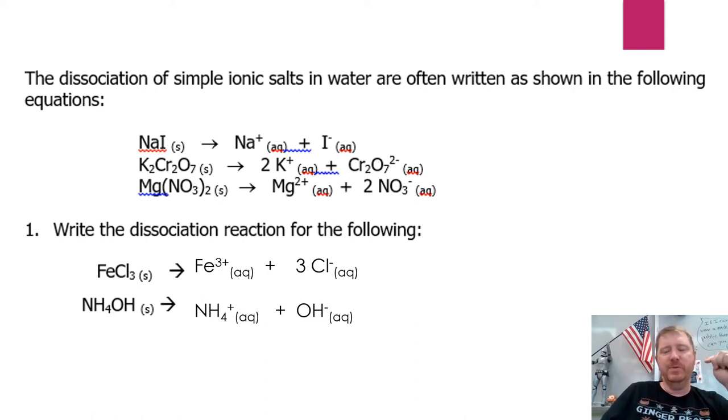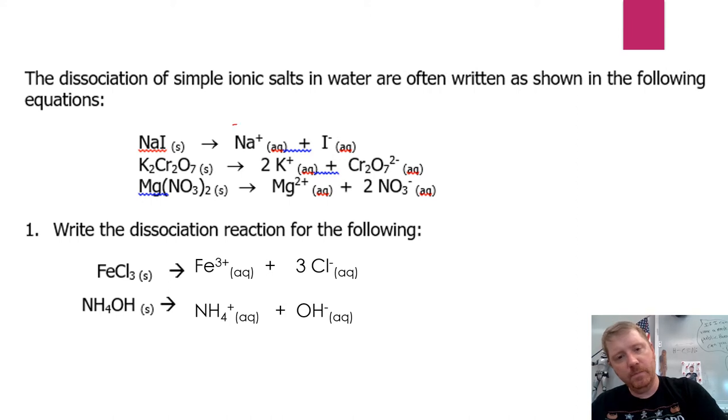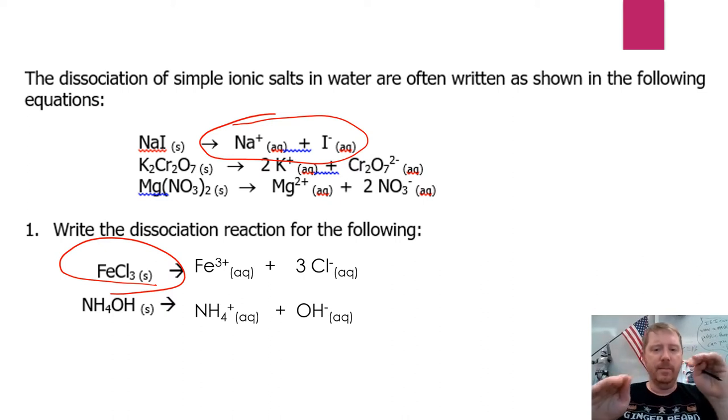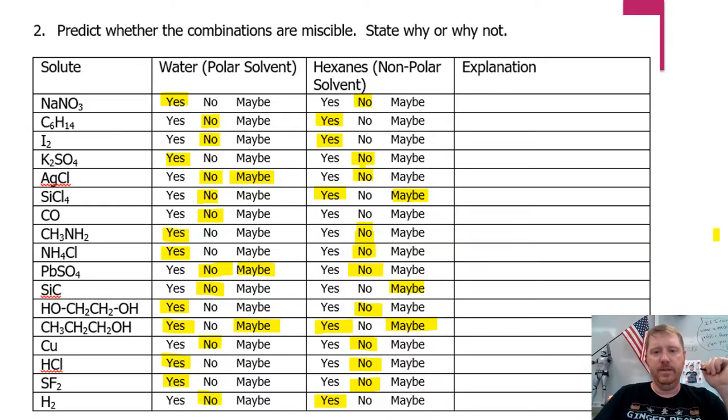What is the difference between dissolving an ionic compound and dissolving a molecule? Ionic compounds break apart when they dissolve in water. Molecules don't, they stay as molecules. So when this iron chloride dissolves, it breaks apart based on the ratio of the ions in there. There's one iron, so there's one iron. There's three chlorines, so there's three chlorines. It breaks down based off the ratio of the ions.